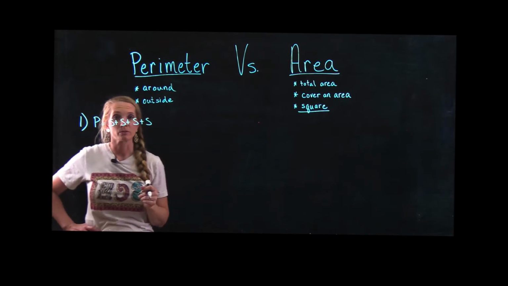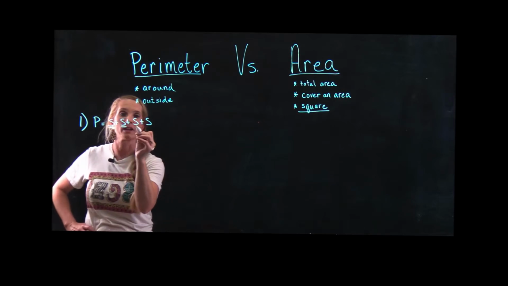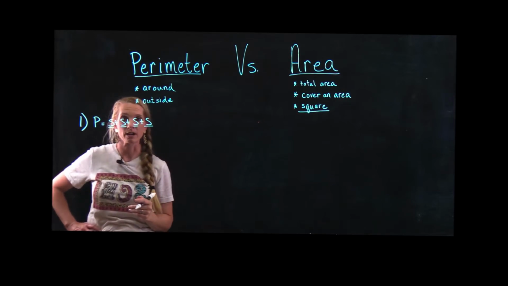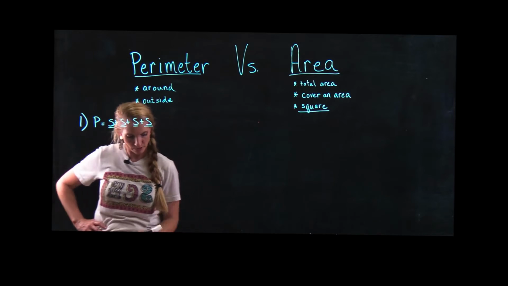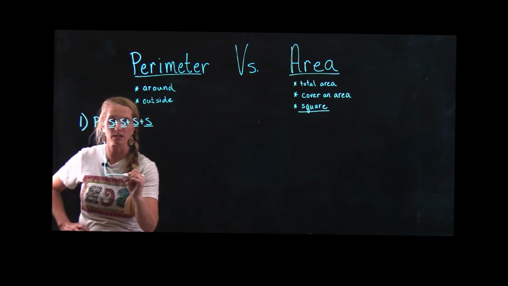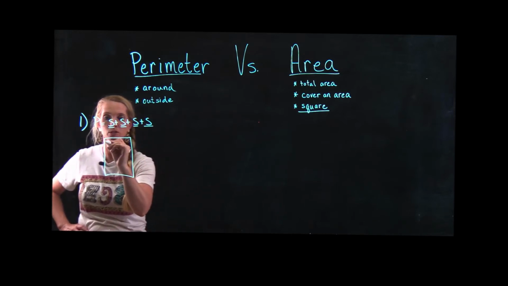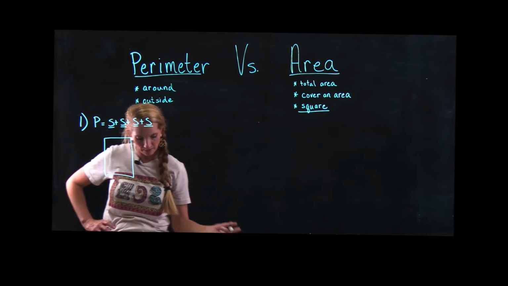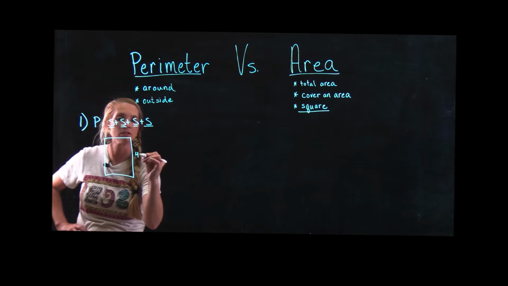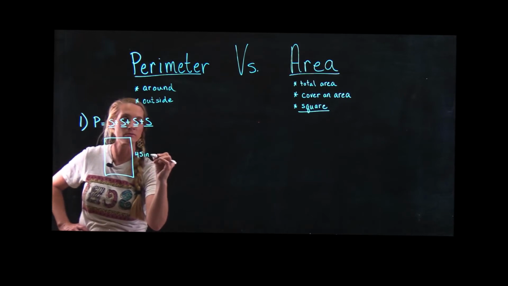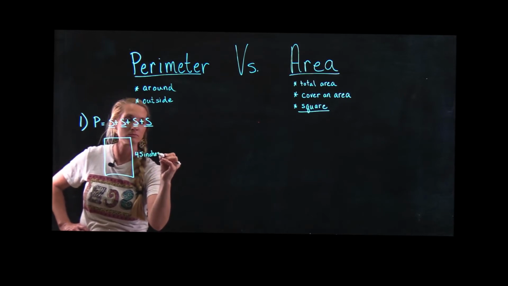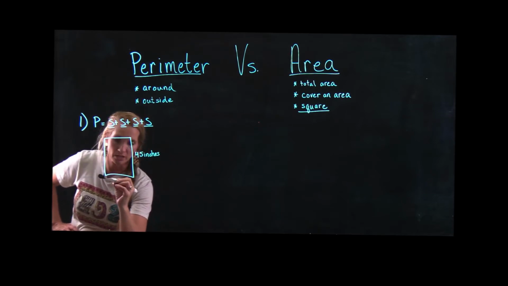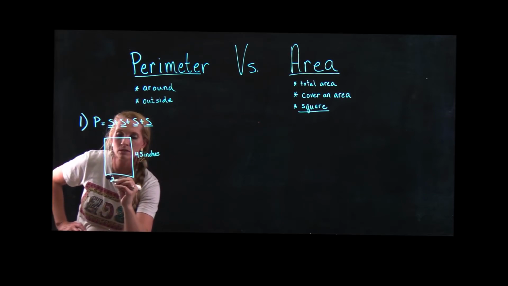I know it also said it was a window, so I know that a window is going to have 4 sides. And I'm going to draw a picture here and fill in my numbers. It said it was 45 inches by 32 inches.